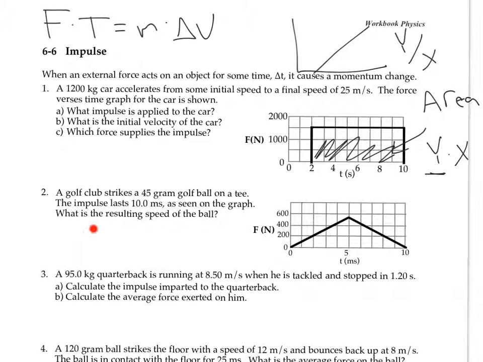For number 2, the same principle applies. We have a graph of force over time. We can then find the area under this graph to calculate the impulse on the golf ball, and then from that we can work backwards using this equation to calculate the velocity of the golf ball after it leaves the tee. So that's how you connect impulse to momentum using graphical analysis.